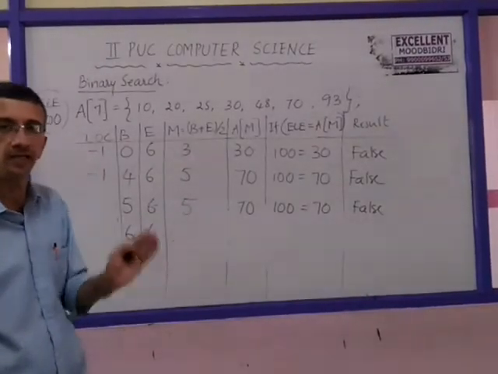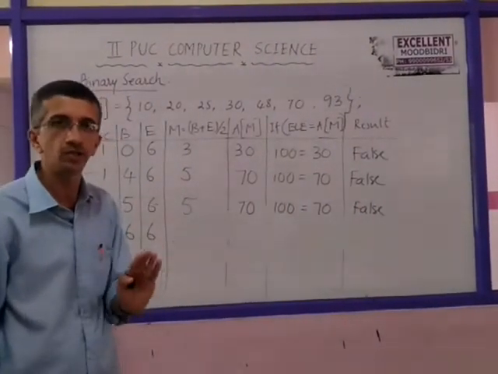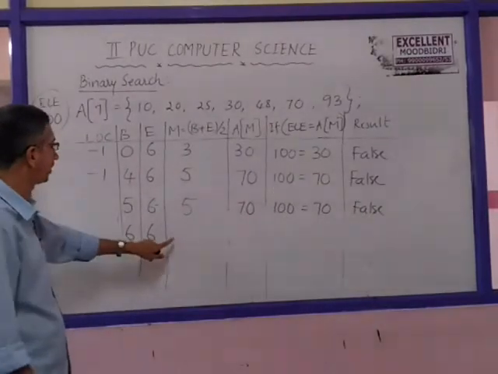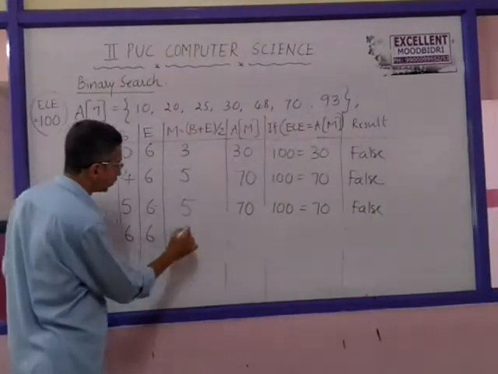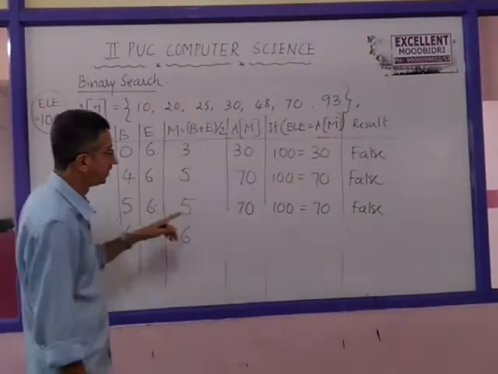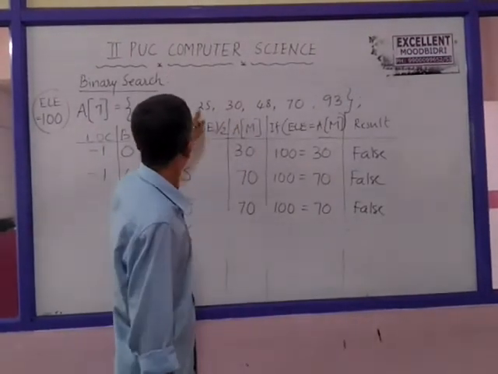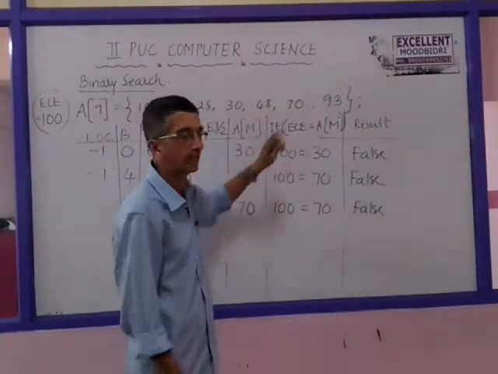Beginning is equal to end. The loop condition is true. Enter into the loop. Again calculate the middle. 6 plus 6 by 2, 6 only. The mid is 6. Middle element: 0, 1, 2, 3, 4, 5, 6. Last one, 93.